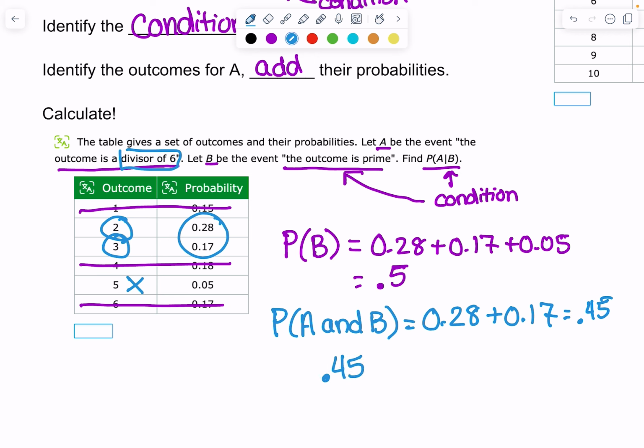And then I need to do my division. 0.45 divided by 0.5, which would give us 0.9. And here we can actually put that decimal in, 9/10.